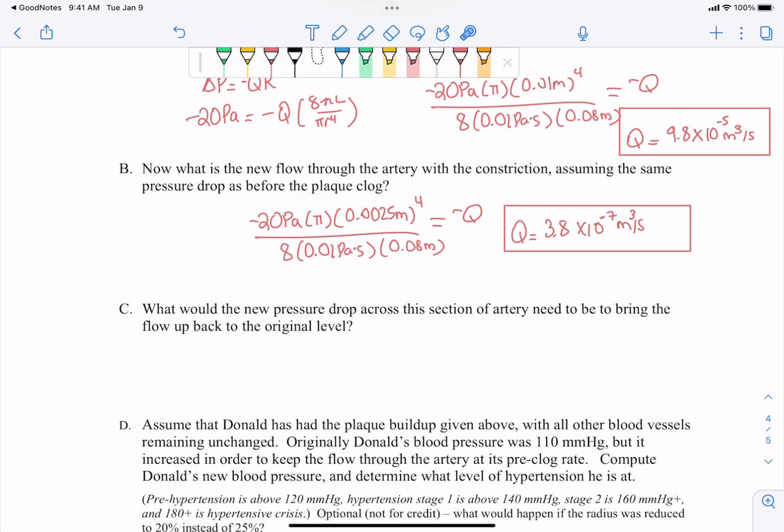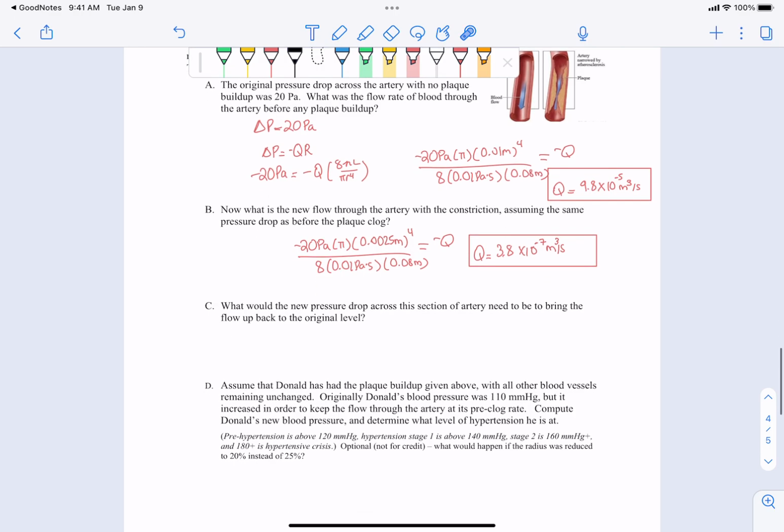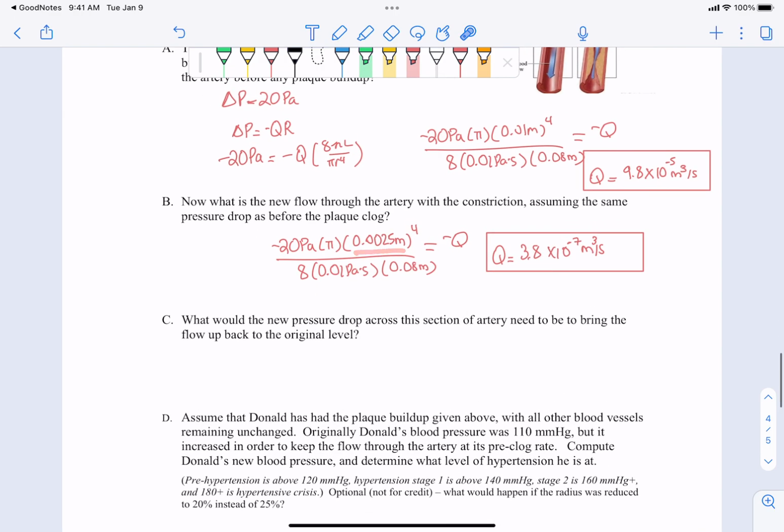Basically the plaque is there, it's unavoidable. So we're going to maintain that clogged radius, or clogged artery, with that reduced radius there. But now it's saying, okay, given that the plaque is there, given that the artery is constricted now, if we wanted to keep the blood flow constant, what kind of pressure changes would we need to make?